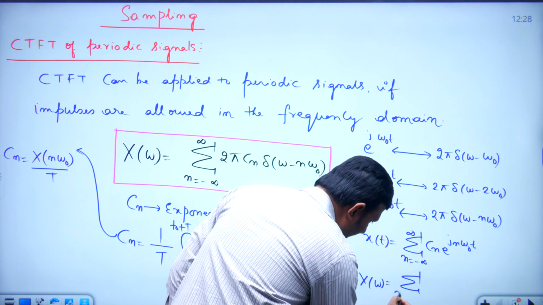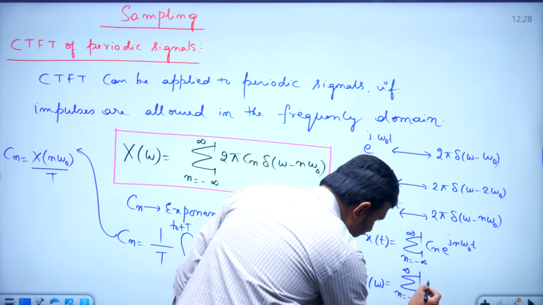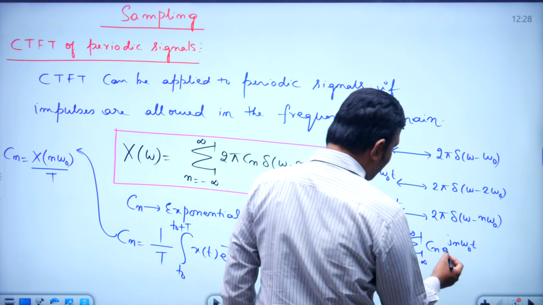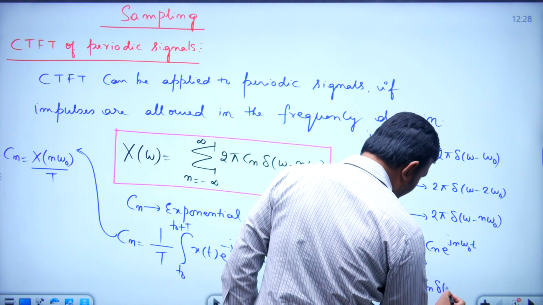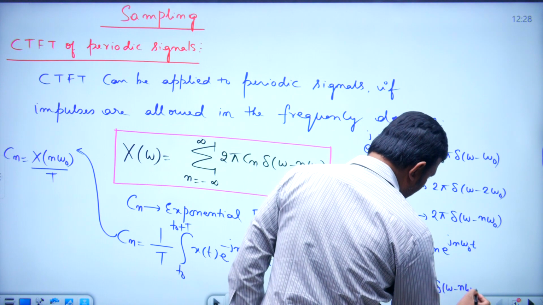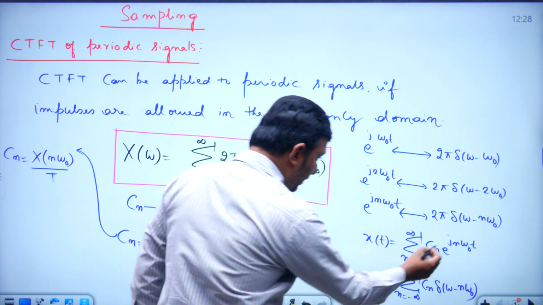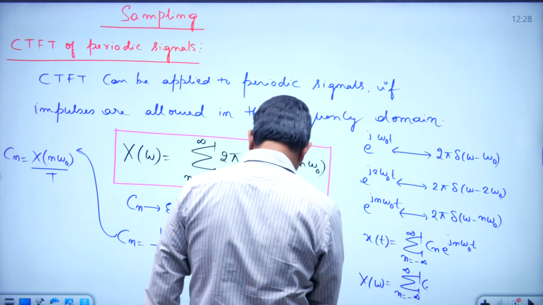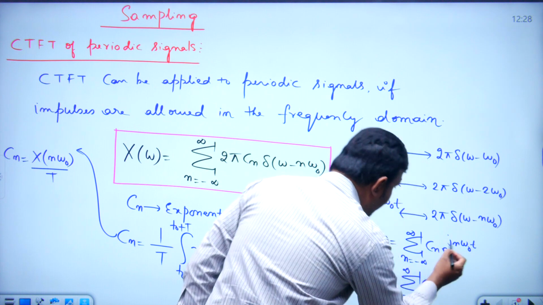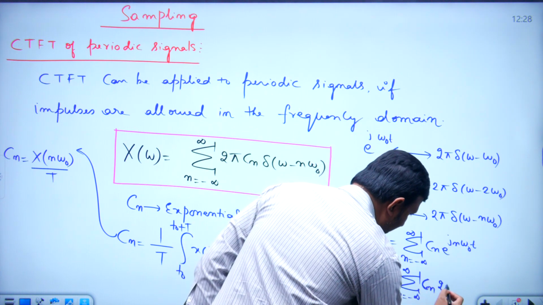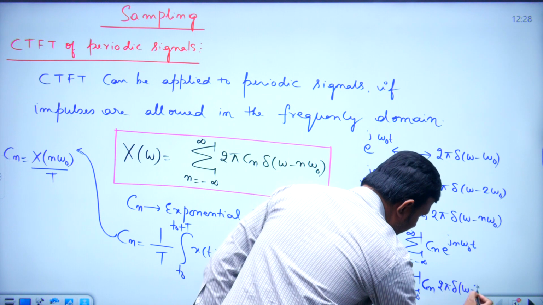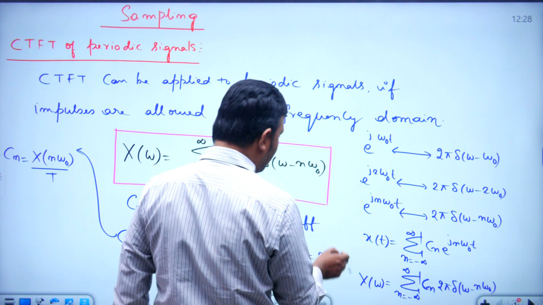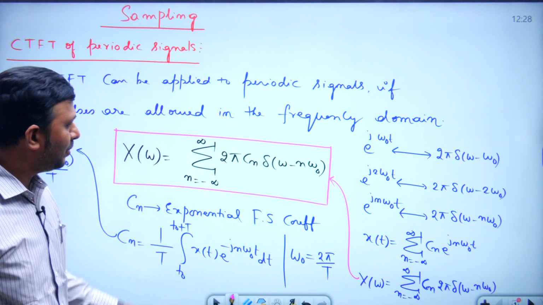This becomes summation n varying from minus infinity to infinity, Cn is a constant value, the exponential Fourier series coefficient. What is the Fourier transform of e power jn omega naught t? It is 2 pi into del of omega minus n omega naught. Now you can compare this expression with this one, both are the same.